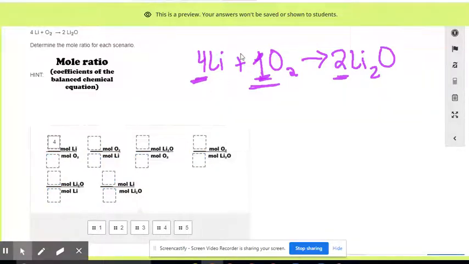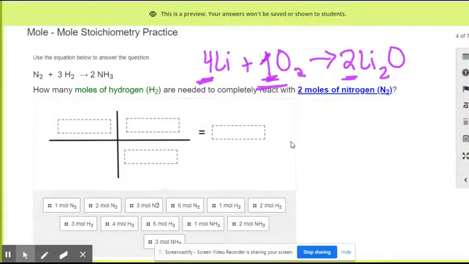O2, we're going to look over here. O2 has a 1. So we're going to put a 1 into that bottom box. Okay, that's all that we're doing. All right, so let's look at the one right below it. Li2O to Li. So Li2O, what number are we going to put in this top box right here? A 2. Perfect. Li is still going to be the number 4. Good. So move on to number 4 with me, okay?